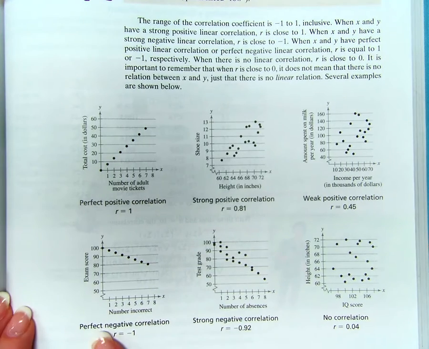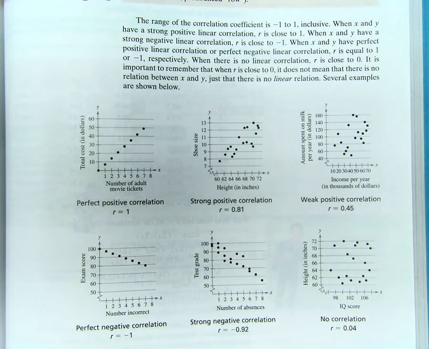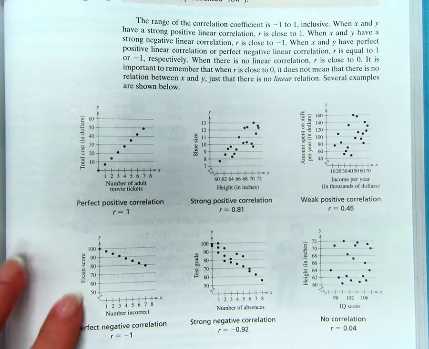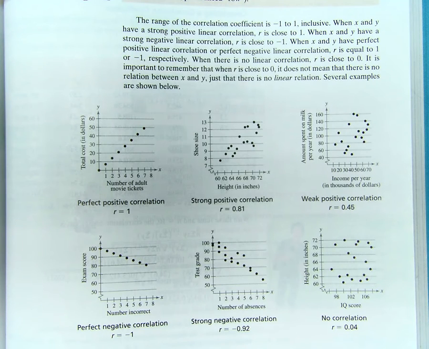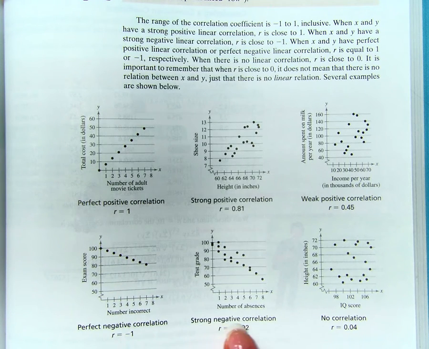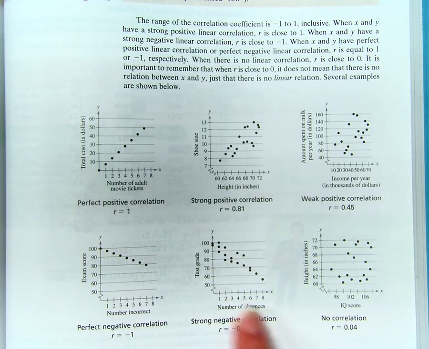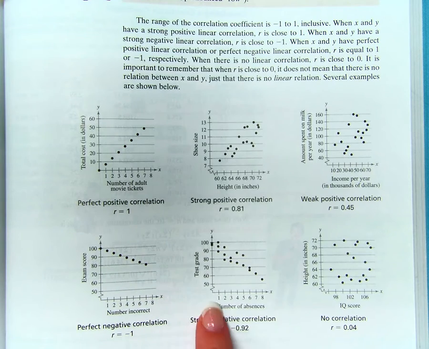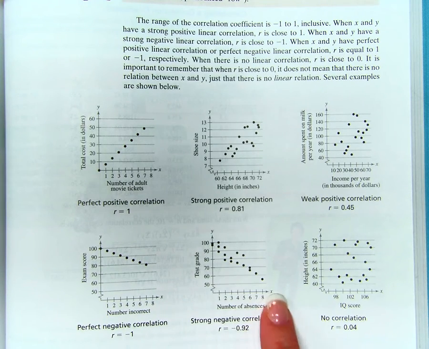Here's another one. Perfect negative correlation. The number incorrect relating to your exam score. That seems pretty obvious that it would be a negative correlation, right? The more you miss, the less your score is. Okay. Strong negative correlation would be the number of absences versus your test grade. The more absences you have, the lower your test is going to be.